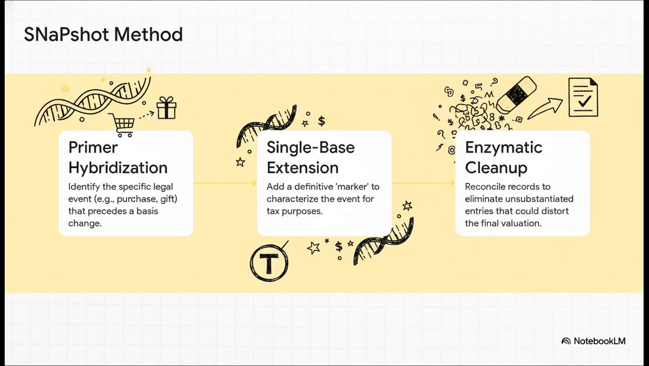So, what do you do with a degraded sample? Well, forensic scientists have this amazing tool called the Snapshot Method, which can pull a DNA profile from the tiniest fragments. And we can apply that same logic here. First, primer hybridization. You hunt through whatever records you have to find one specific legal event, a purchase, a gift, that you know caused a change in basis. Second, single base extension. You attach a definitive marker to that event, characterizing it for tax purposes. And finally, the enzymatic cleanup. This is where you reconcile everything, getting rid of any unsubstantiated entries, all the noise, so the final valuation signal you send to the IRS is perfectly clean.